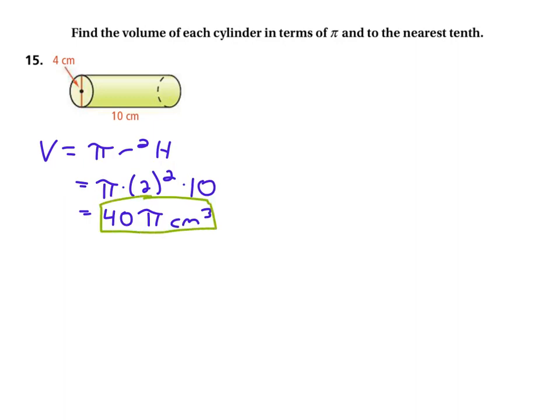And the last little bit for you, the last task for you, is to just type into your calculator, what is 40 times pi? And that'll give you some decimal number, round it to the nearest tenths, and that'll be the second of the two answers. Okay? So do a couple more.